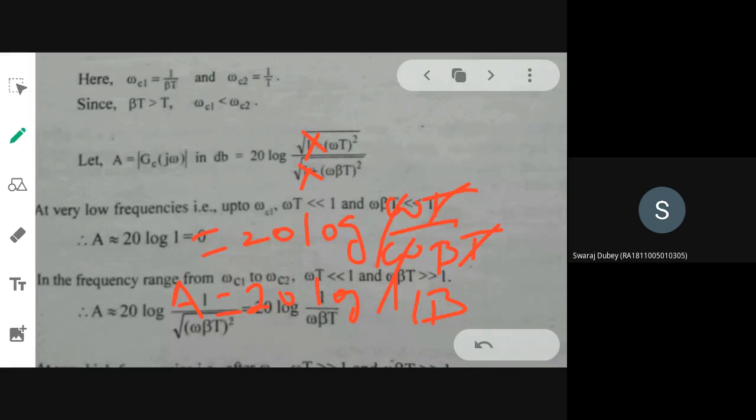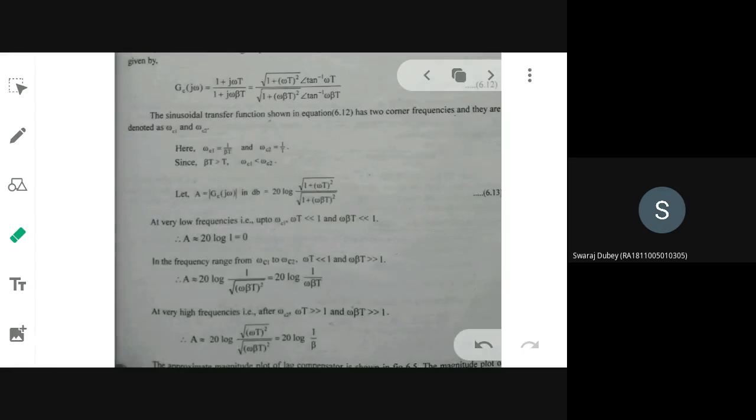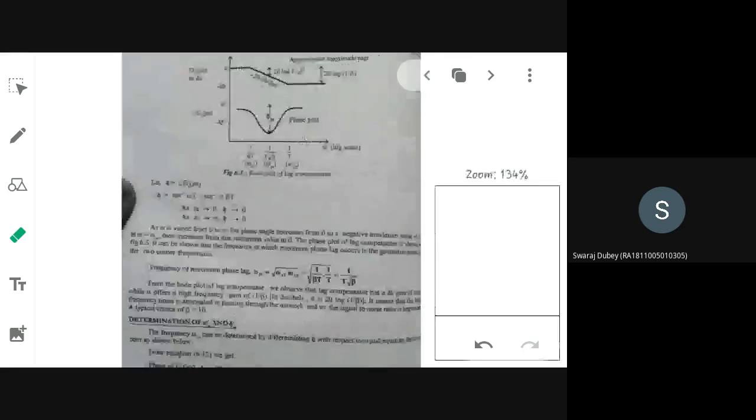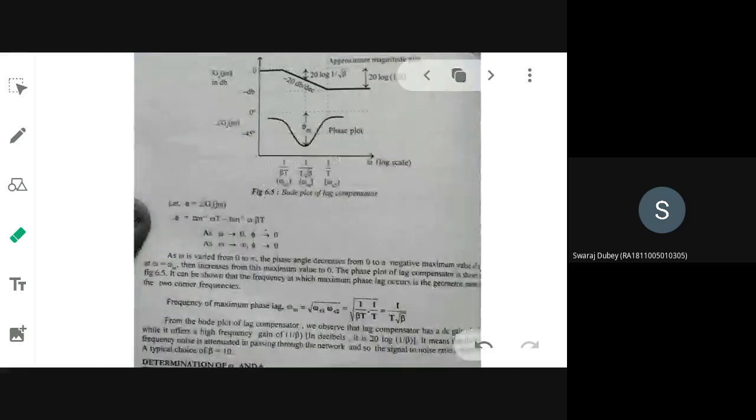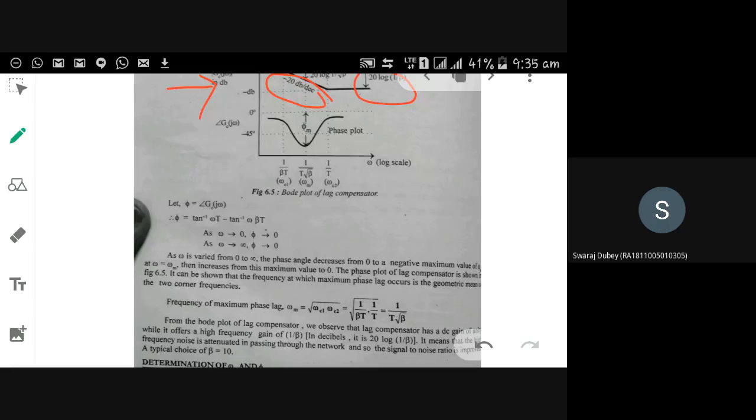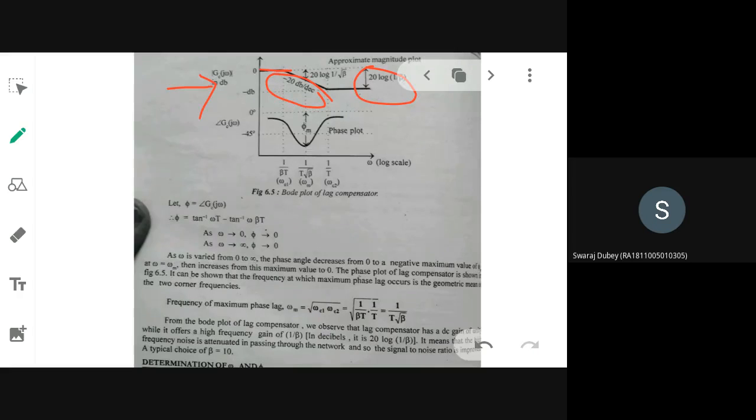Okay, so three values you have considered. Based upon that only we will be discussing how the magnitude is varying. You can see this is your magnitude plot obtained from all these three cases. The initial value of dB is 0. Then it has a minus 20 dB per decade slope because of the pole, and the final gain value is 20 log 1 by beta. Because of that you are having this magnitude variation.